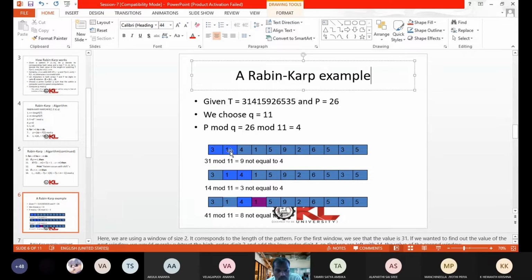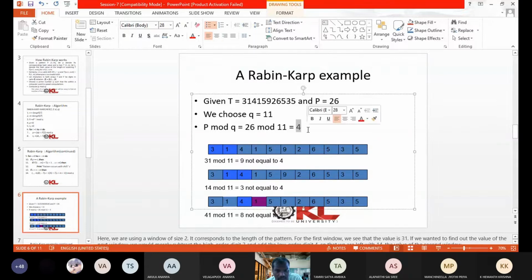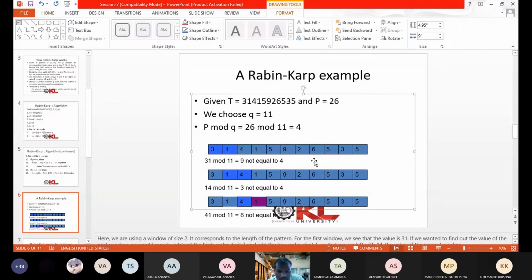So the first two characters are 31. Calculate 31 mod 11. That is 9. So what is the pattern hash value? 4. The substring value is 9, so 9 is not matching with 4. So what you do is slide to the next character.